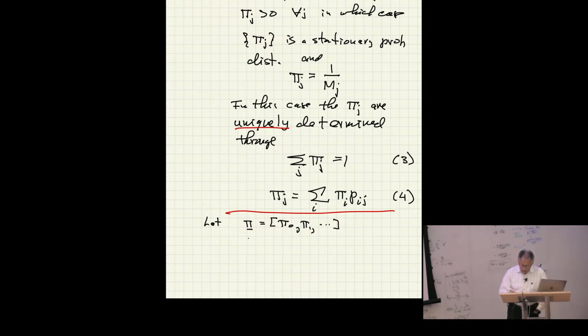And if we define capital P to be the matrix of PIJs, it's a square matrix, then equation 4 says that pi, the vector, equals itself, it's a row vector, times the matrix P. And that's a very important equation. We're going to show this over and over again. We're going to use it.